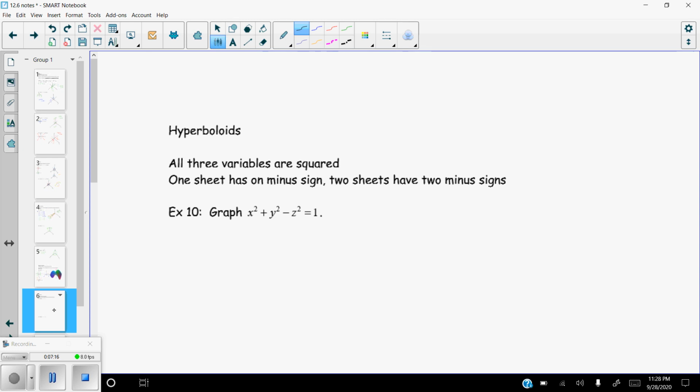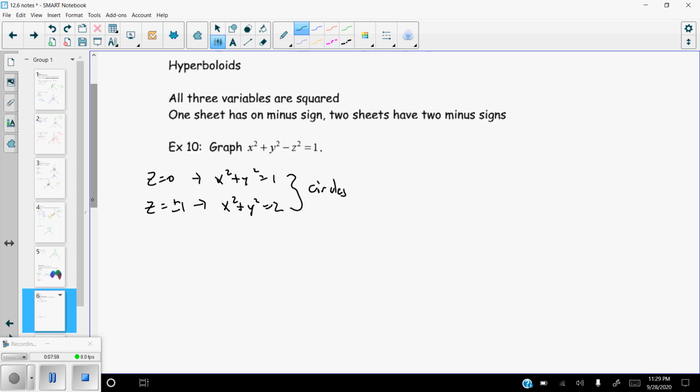So let's see kind of what we got going on here. Let's say that z equals 0. If we let z equal 0, we get x squared plus y squared equals 1, which is just a circle. So let's say z is plus or minus 1. Well, if z is positive or negative 1, plugging that in there gives you 1. Adding 1 to both sides gives you 2. So you would get x squared plus y squared equals 2. And again, both of these things are circles. First one has a radius of 1. Second one has a radius of square root of 2.